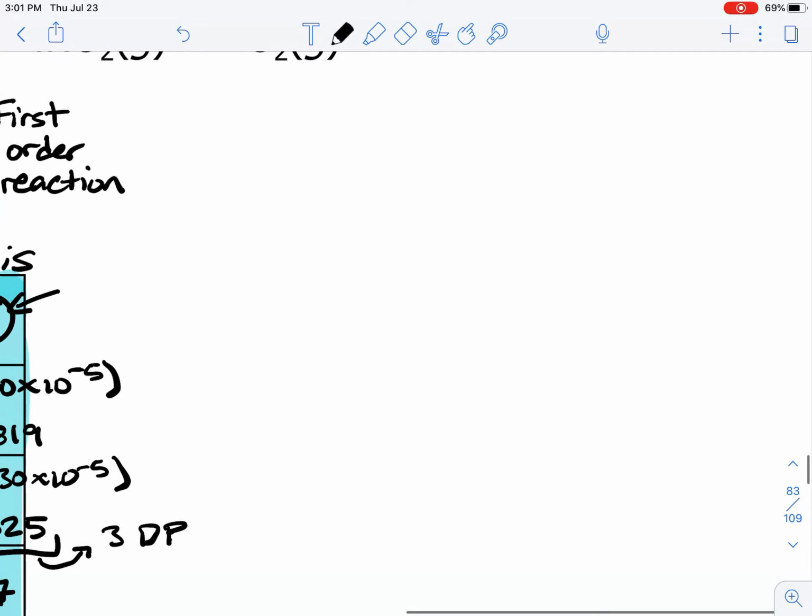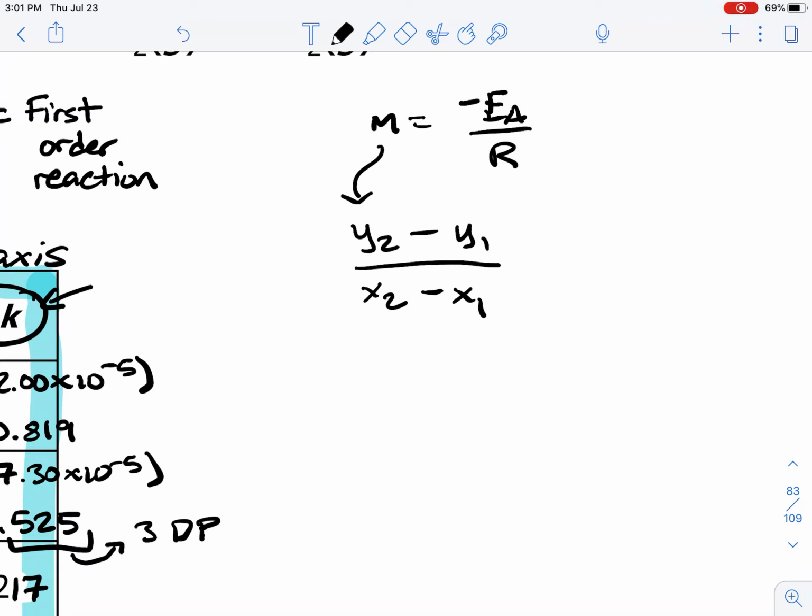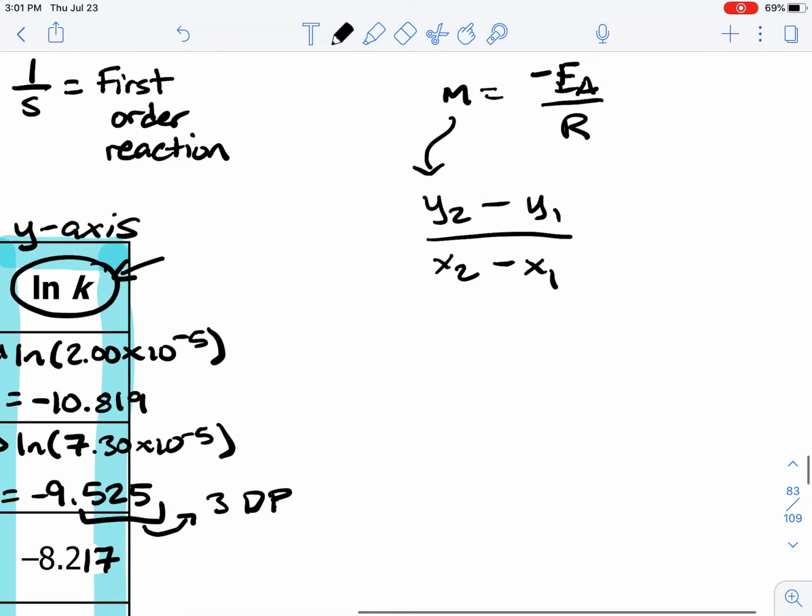And so since the slope M is equal to negative EA over R, I know the formula for my slope to be y2 minus y1 over x2 minus x1. And so this tells me that I just have to pick 2 points on a line. And if it's a straight line, it actually doesn't matter which point you choose. You should be able to get the same answer. But I always try to pick the first and last on a straight line.